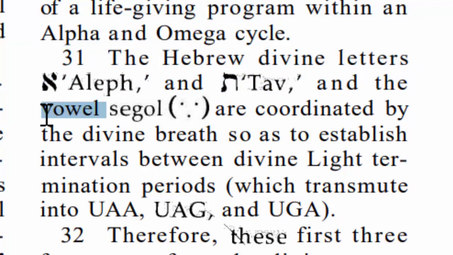But we see a connection with these vowels here. It says the Hebrew divine letters Aleph and Tav and the vowel Sigil are coordinated by the divine breath so as to establish intervals between divine light termination periods. So I'm not sure if that's what we're talking about here. This seems like the vowel sound that they put in to make you be able to pronounce the Aleph and the Tav. They have to add vowels in there.